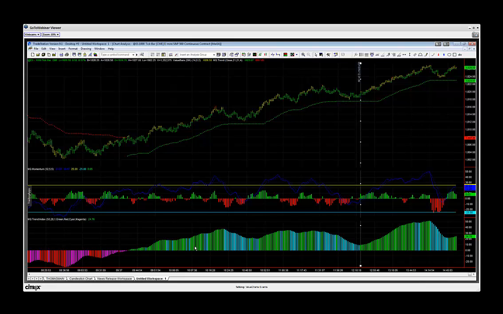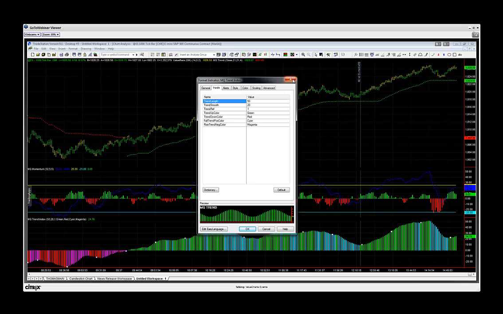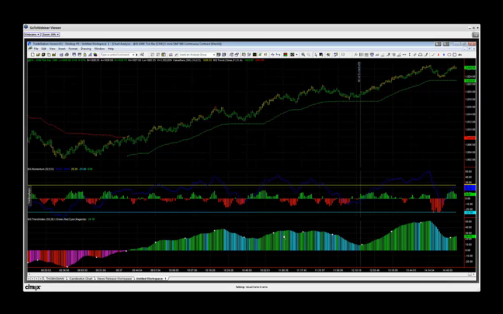So again, the MQ trend index, green bars mean uptrend, blue bars consolidation or reversal, red bars downtrend, pink bars consolidation or reversal.